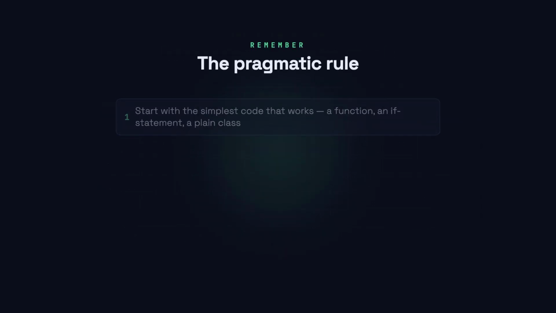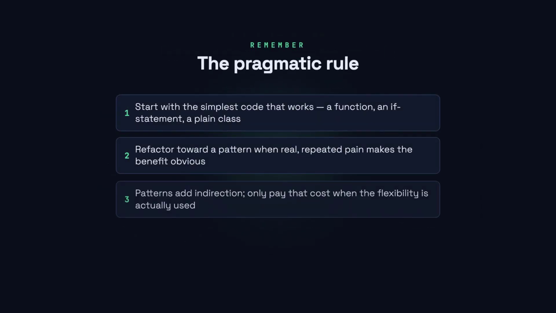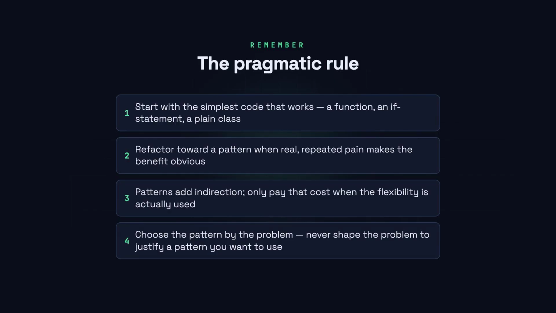To close, the goal of design patterns is maintainable, understandable software, not sophisticated-looking software. Start simple, let real pain guide you, and reach for a pattern only when the indirection it adds is clearly cheaper than the problem it solves. A codebase full of unnecessary abstractions is just as hard to work with as one with no structure at all. The skill is knowing the difference, and that comes from asking one question before every abstraction: what specific pain does this solve today?